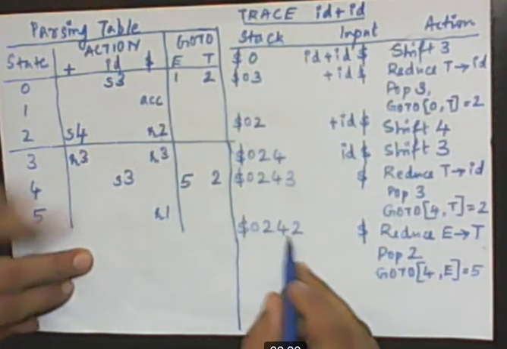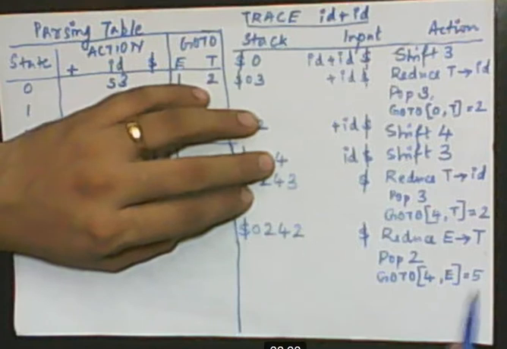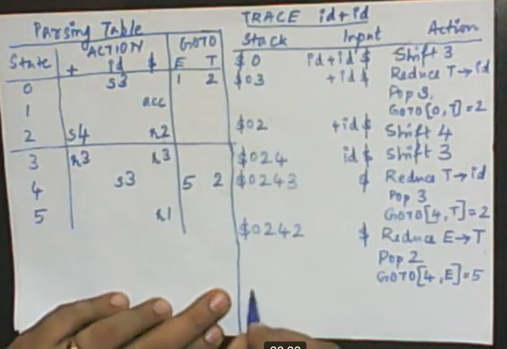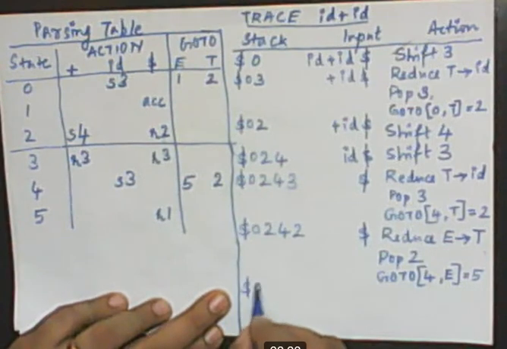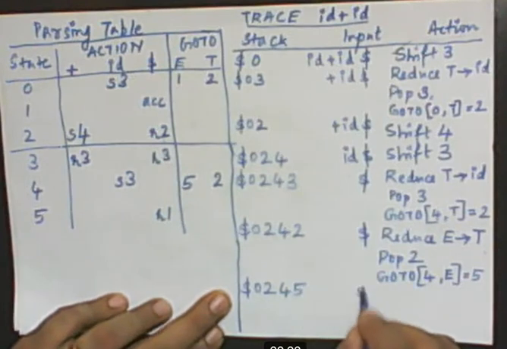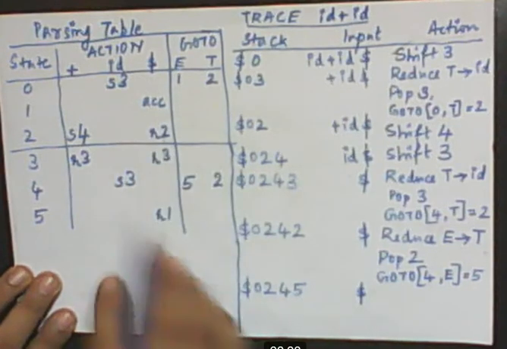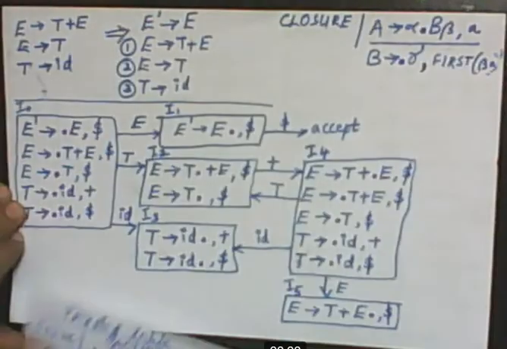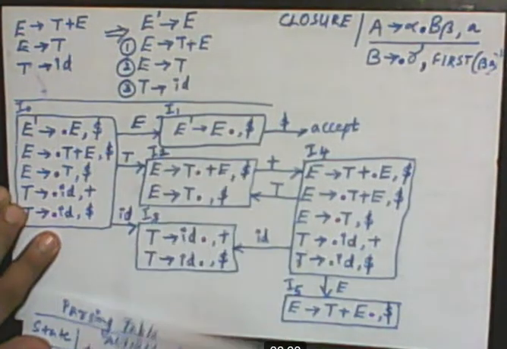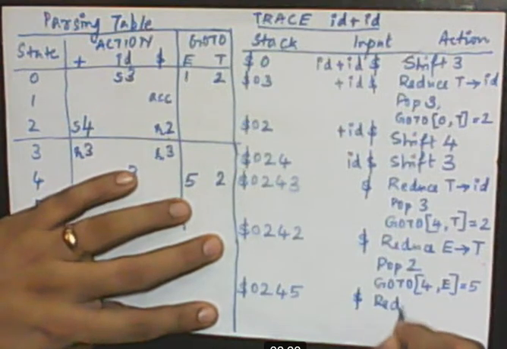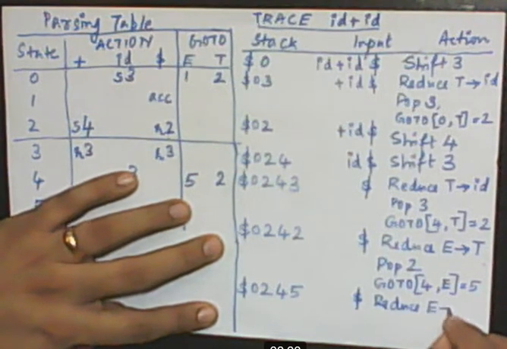So after popping 2, you have to push 5 to the stack. So that is $0 2 4 5 and dollar. So 5 on dollar you have R1, that is reduction using the first production, that is E gives T plus E. So you have reduce E gives T plus E.